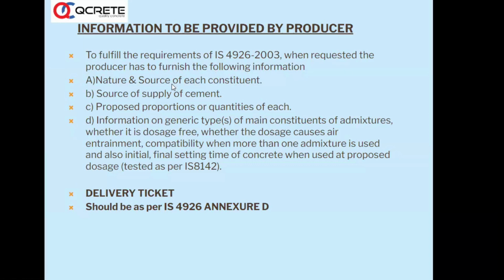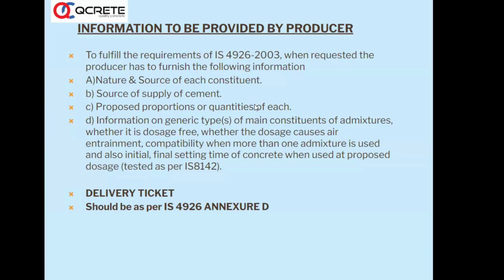The information is what are the sources of all the ingredients. Each and every ingredient that has been used, the producer has to give. Source of supply of cement, what kind of cement has been used. You know, there is an OPC, there is a PPC, there is a PSC. So what brand of cement and what kind of cement is used, the producer has to give.